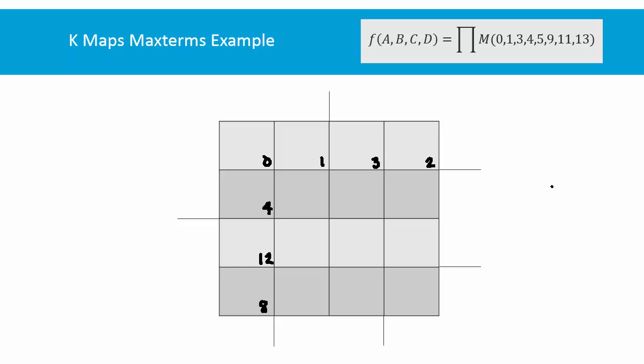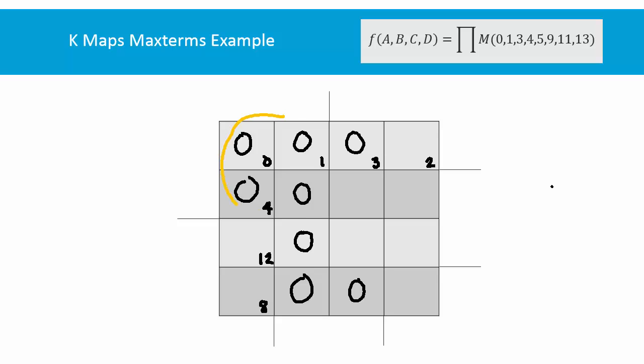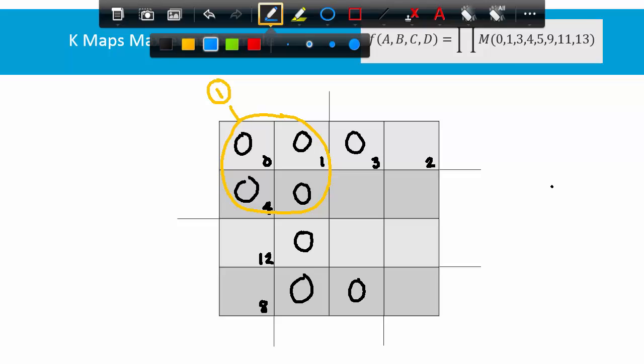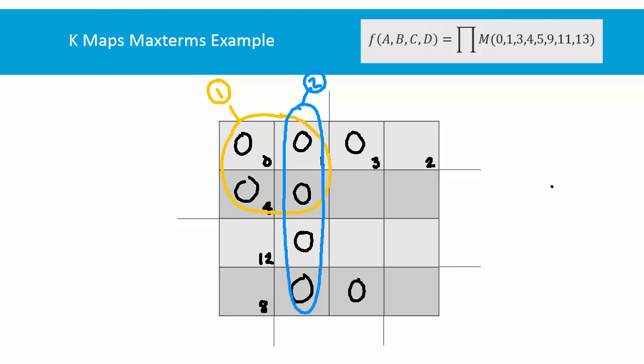So in this case, I have a 0 here. So I have those zeros. So we start by grouping, and we can't find any groups of 8. So I'm going to go with groups of 4. And I notice that there are no zeros left to group, so there is no point for me to try to find groups of 2.